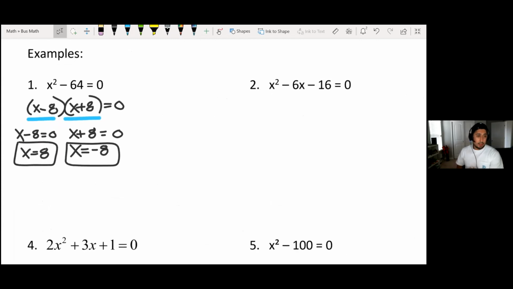Okay. So number 1, x squared minus 64 equals 0. X squared minus 64 is a difference of squares. If you reference your squares chart, I think I gave you something like that. I hope I did. Either way, we know that 8 squared gives us 64, and since this is a difference of squares, it factors to x minus 8 times x plus 8. Now you notice how they're both completely factored. No more factoring can be done. We set each factor equal to 0 and solve for x. That's it.